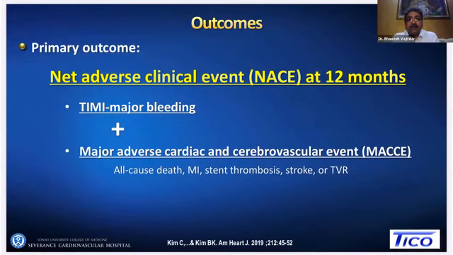And here they have one more new definition. They said, why look separately at bleeding and why look separately at major MACE events? So they have coined a new phrase, that is NACE, net adverse clinical events at 12 months. That means it also includes major bleeding along with our cardiovascular MACE events. So major bleeding plus all-cause death, myocardial infarction, stent thrombosis, stroke, or TBR. It's a very robust kind of adverse outcome event. So NACE is what they called it.